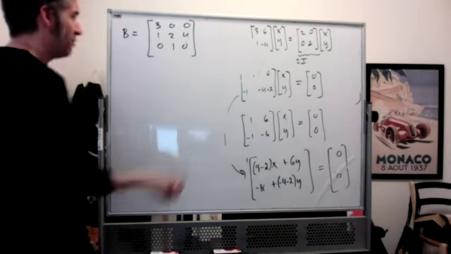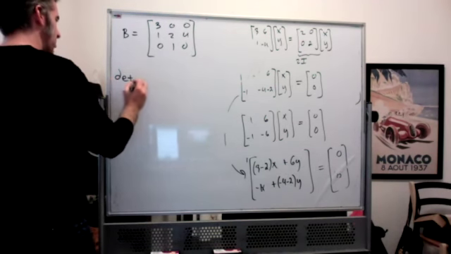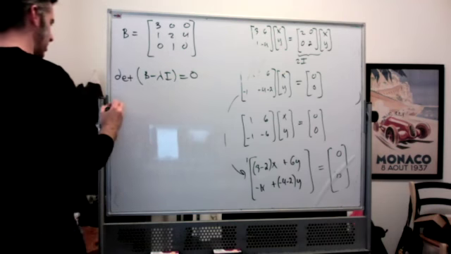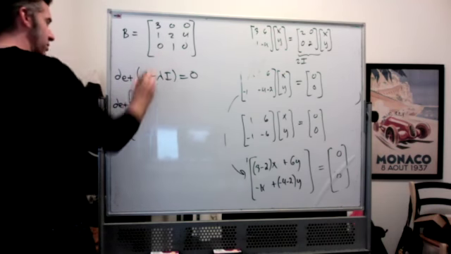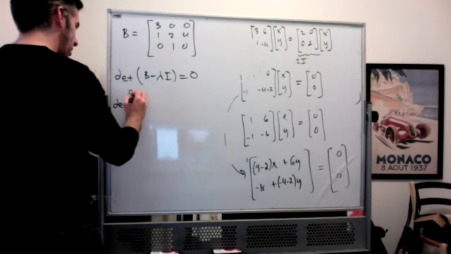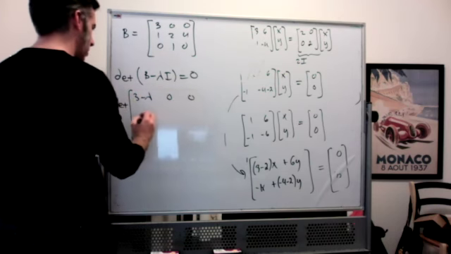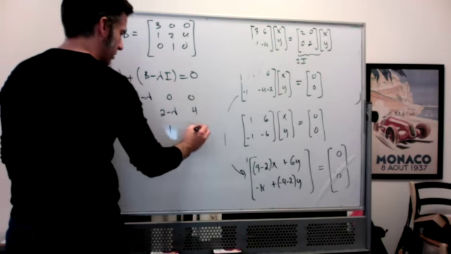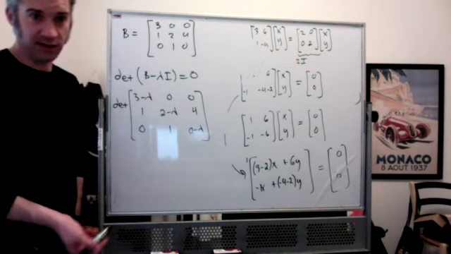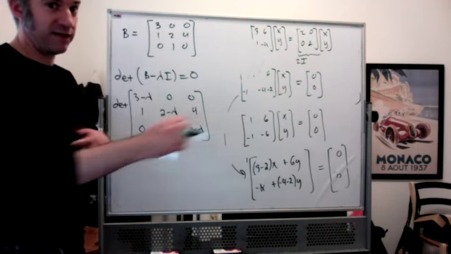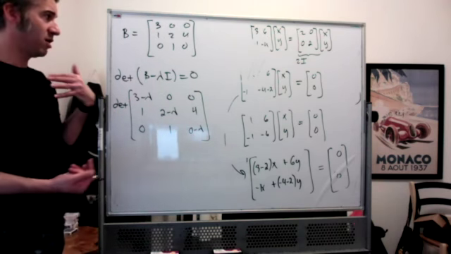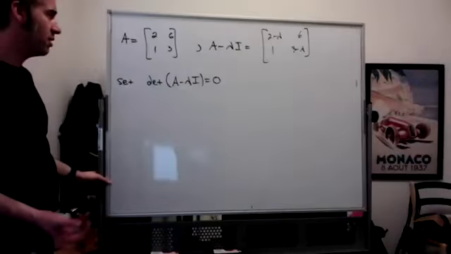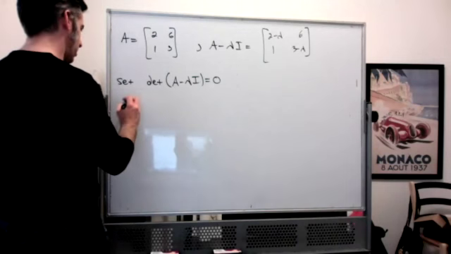not that we have the tools, but the setup would still be to set the determinant of B minus lambda I equal to 0. So we'd be taking the determinant of this matrix minus lambda in the diagonal: 3 minus lambda, 0, 0, 1, 2 minus lambda, 4, 0, 1, 0 minus lambda. And then you would have to take the determinant of that. But when you're finding eigenvalues, it's always take the determinant of your matrix minus lambda times the identity matrix. So we're going to be taking the determinant of that.